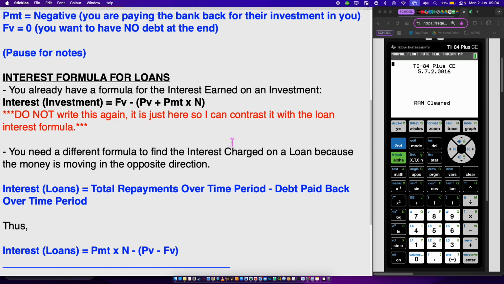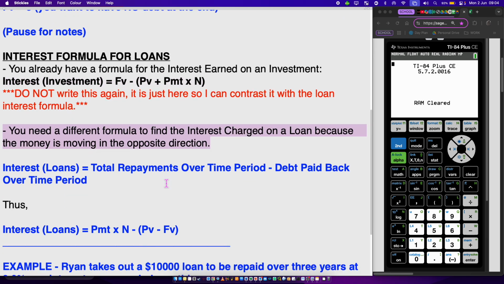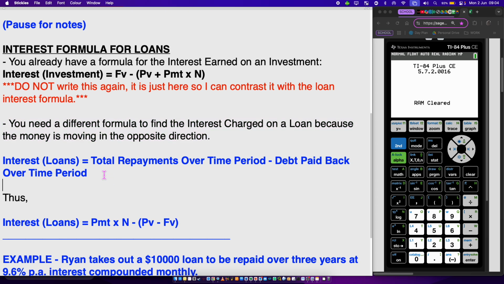I gave you a formula for interest on an investment. It's here in black because you already have this. I'm only showing this because I want to contrast it with the home loan formula. You need a different formula to find the interest charged in a loan because money is moving in the opposite direction. So you don't need this, but it's useful to understand, the interest on a loan is the total repayments over the time period take away the debt you paid back.